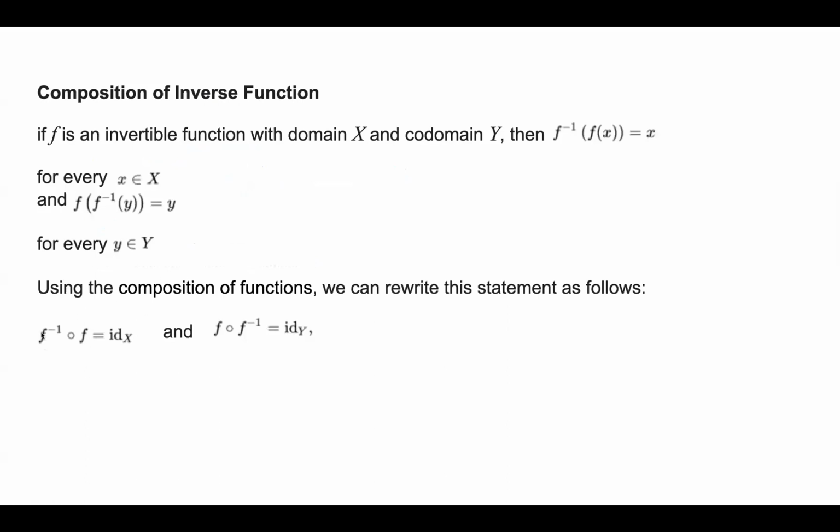Here the same is written. f inverse composite f means what? f inverse of f of x. f inverse of f of x is nothing but x. Here it is written, f inverse of f of x is x. And f composite f inverse means what? f of f inverse of y. f of f inverse of y is equal to y, means it will be an element of set Y.